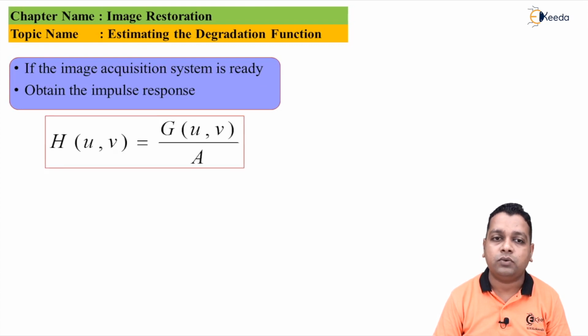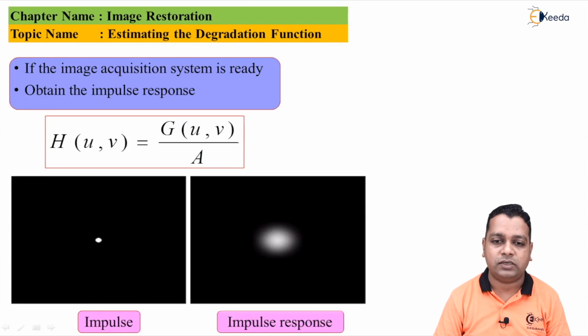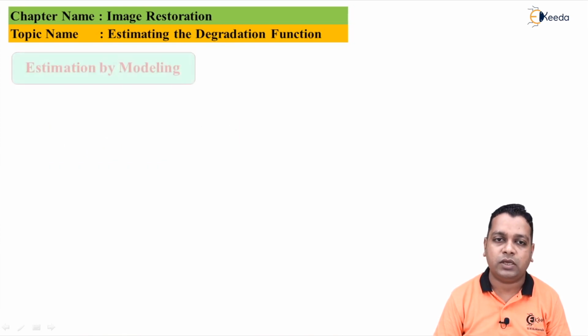So here we denote the function h of u comma v as g of u comma v divided by a. This is the impulse dot that we visualize in the image, and the corresponding frequency domain representation is also shown on the right-hand side here. So we have the impulse and its particular impulse response.